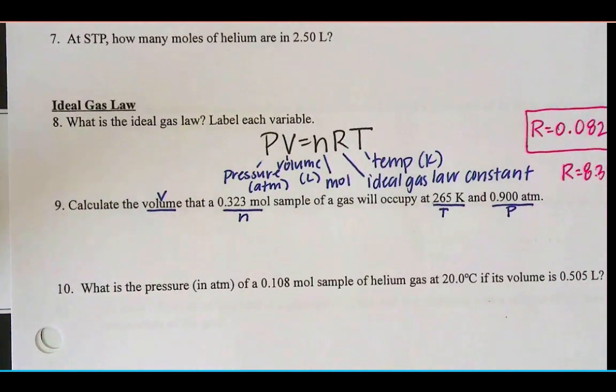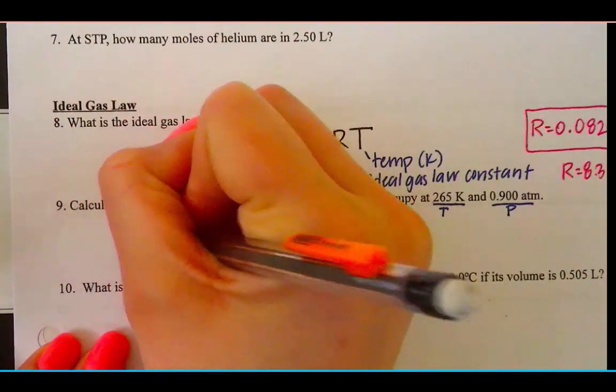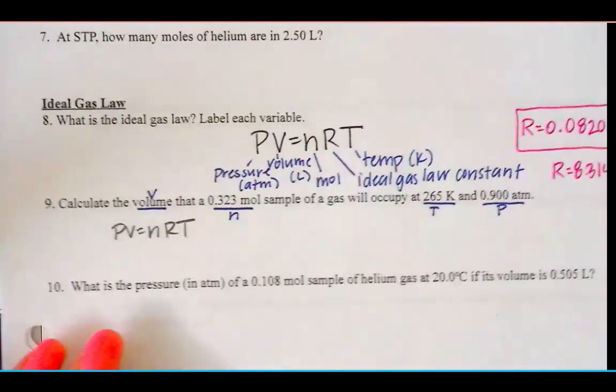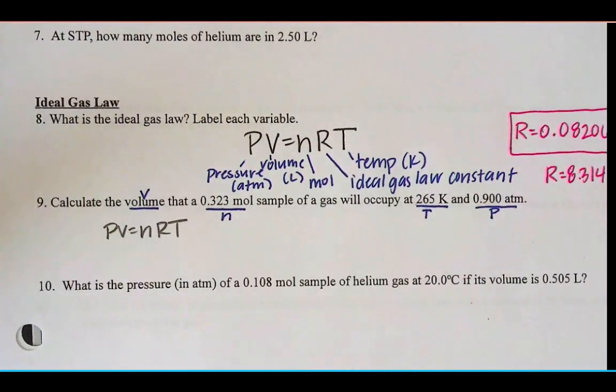I'm going to look at each one of these variables. Is pressure in ATM? Yes. Volume I'm solving for. Is the amount of gas already in moles? Yes. R is a constant. Is temperature in Kelvin? Yeah. So I'm going to just write the ideal gas law, and then I'm going to solve. PV equals nRT. My goal is to solve for volume.